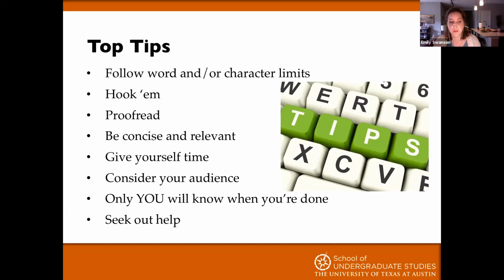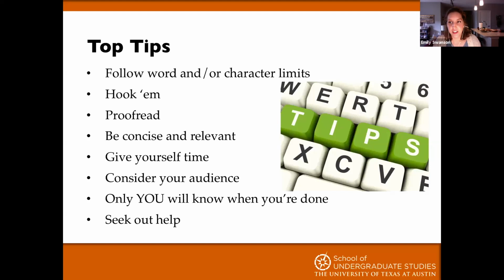Give yourself time. This is important, right? This is choosing your particular major. So that's a big step in your life. So make sure that you are giving yourself enough time to work on this, okay? So don't do this like the night before, please. At least give yourself a few weeks to work on it and get it proofread as well.